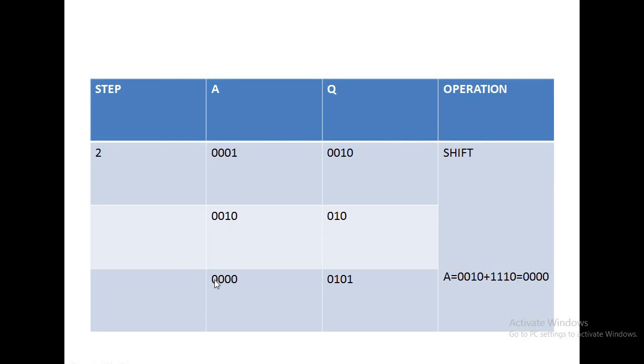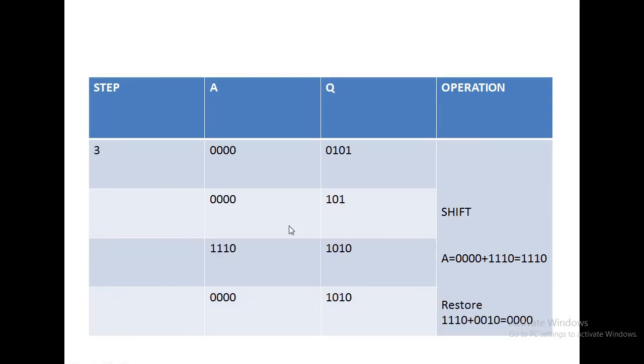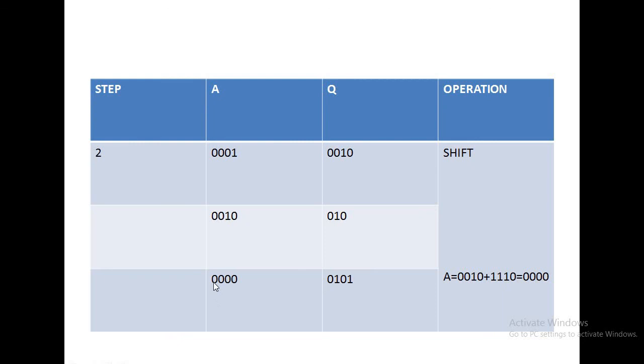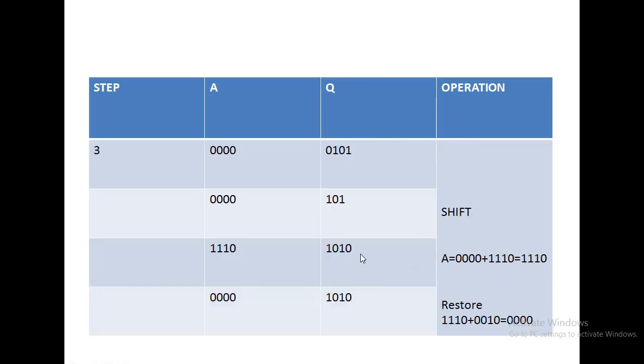This is the MSB bit. MSB bit is 0 means number is positive. If number is positive, what is the Q0 value? Q0 value is 1. Then step 3. I am writing here these values: 4 zeros 0101, 0101.